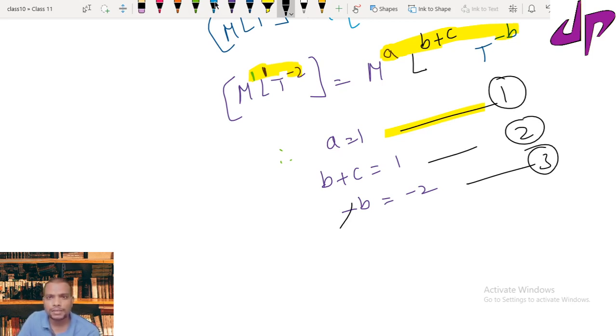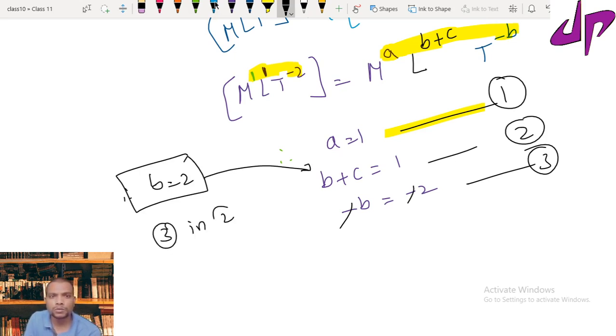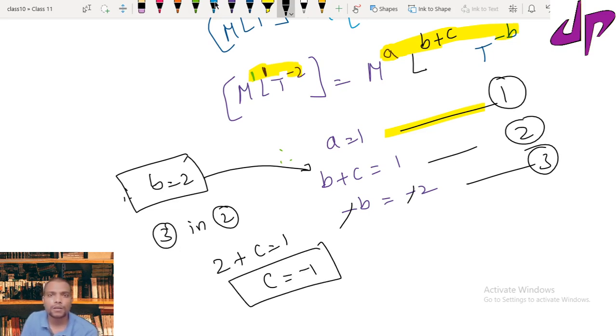Now from equation 3, the minus gets cancelled, therefore b equals 2. If we substitute the b value in equation 2, we get 2 plus c equals 1, therefore c equals minus 1. So we got the value of c, which equals minus 1. Now writing them separately, a equals 1, b equals 2 and c equals minus 1.